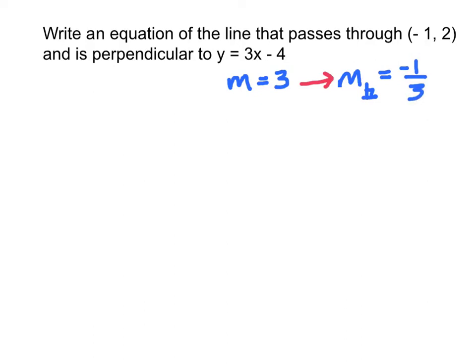My perpendicular line has a slope that's equal to -1/3, and now that I have the slope and I have the point, I'm going to put it together using point-slope form. So I'll say y minus my y-coordinate, y minus 2, is equal to my slope, -1/3, times x minus my x-coordinate, x minus -1, which will become x plus 1.